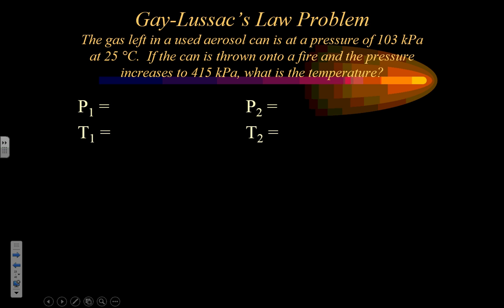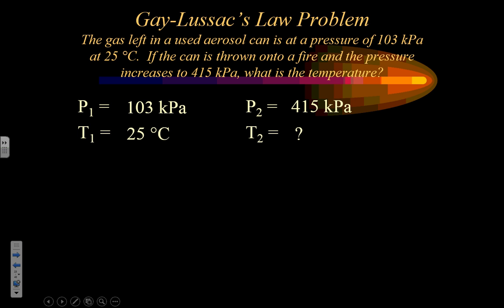So I'm going to use a variable table with pressures and temperatures. My original pressure and my original temperature were 103 kPa and 25 degrees Celsius. My final pressure was 415 kPa. And what I don't know is my final temperature. So that's my unknown here. Now I've got pressures and temperatures. That's Gay-Lussac's law.